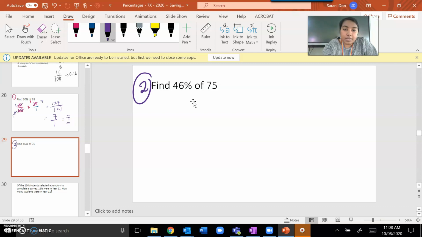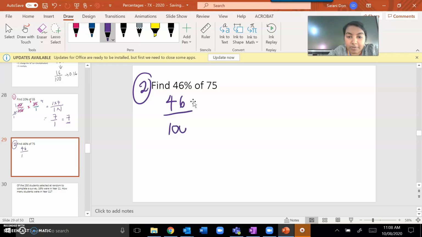Okay. So again, the same thing. Again, pause this video, do the question, and then we'll go to the answers. So just give me 1 sec. Let me just rewrite that again. So 46%, I'm going to write it as 46 over 100, turn into multiply, and then do 75 over 1. Then I'm going to simplify.